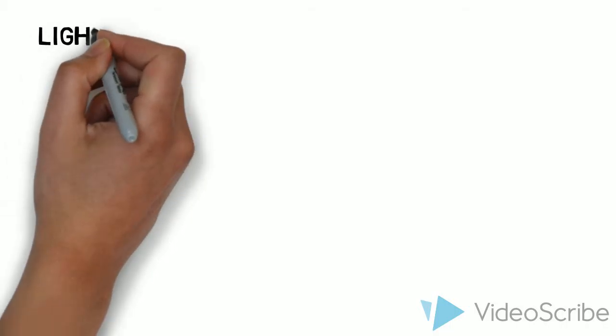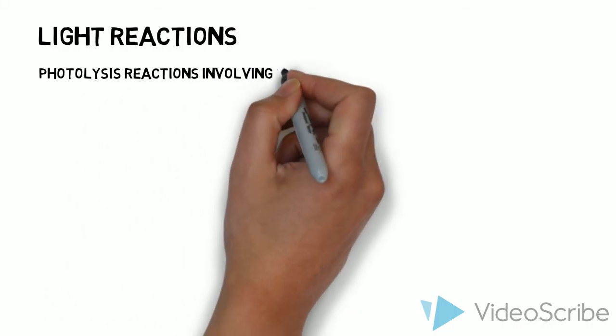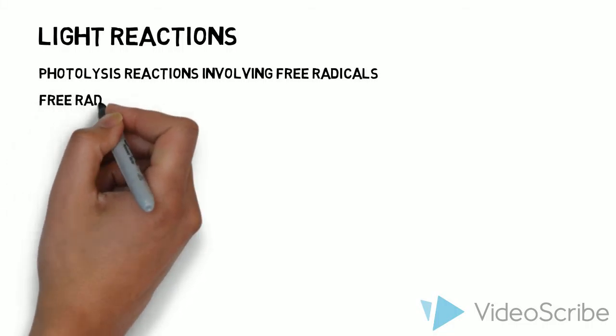Light reactions are photolysis reactions. These are reactions where compounds are broken down by photons. These reactions involve free radicals, which are molecules or atoms which have one unbonded valence electron. When a light photon collides with a molecule, they have enough energy to break the bonds, forming a free radical molecule. These particles are highly energetic and reactive.